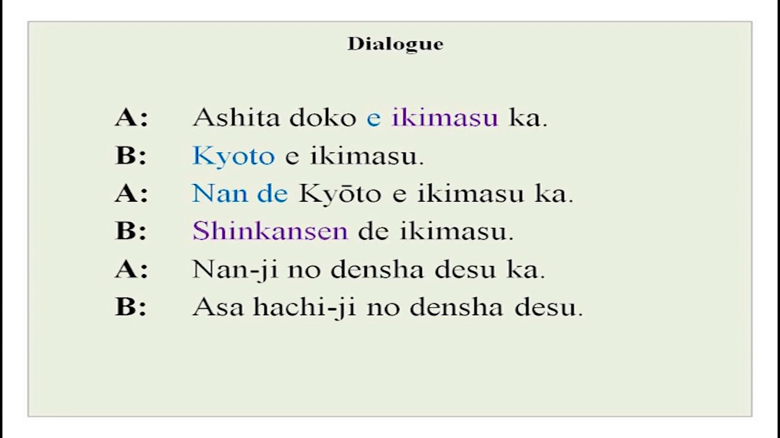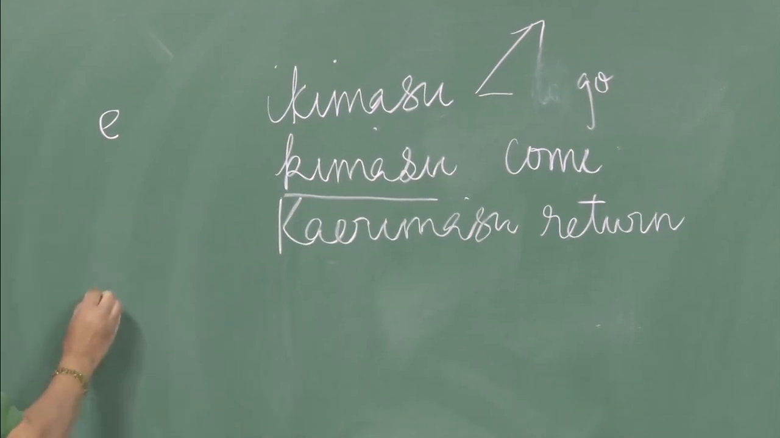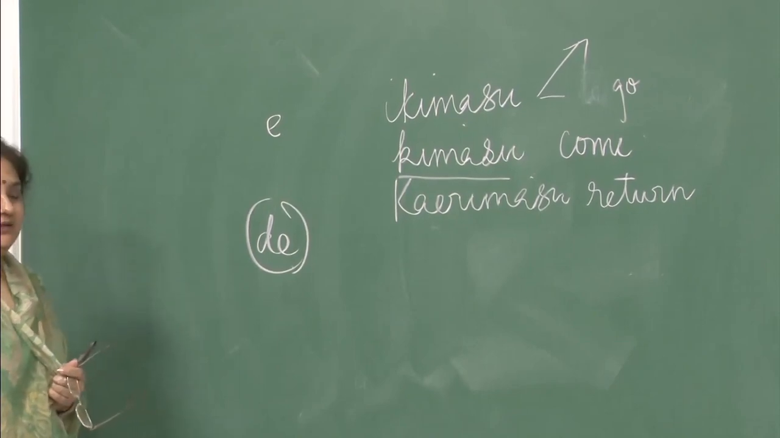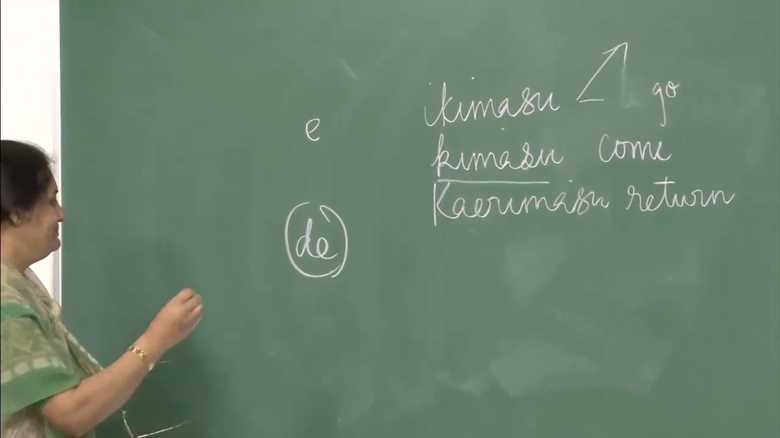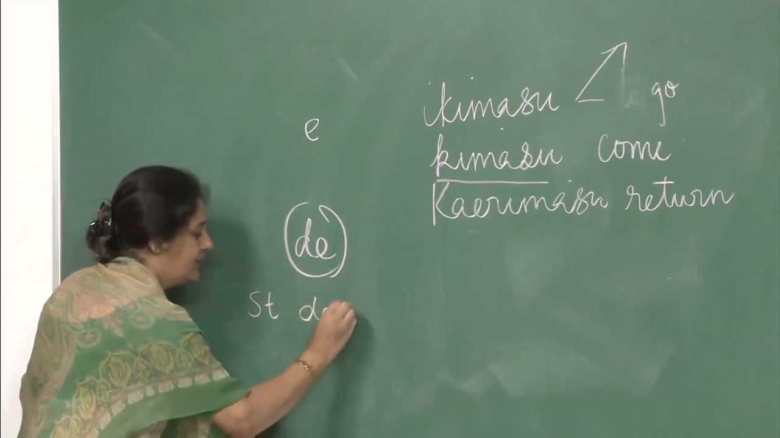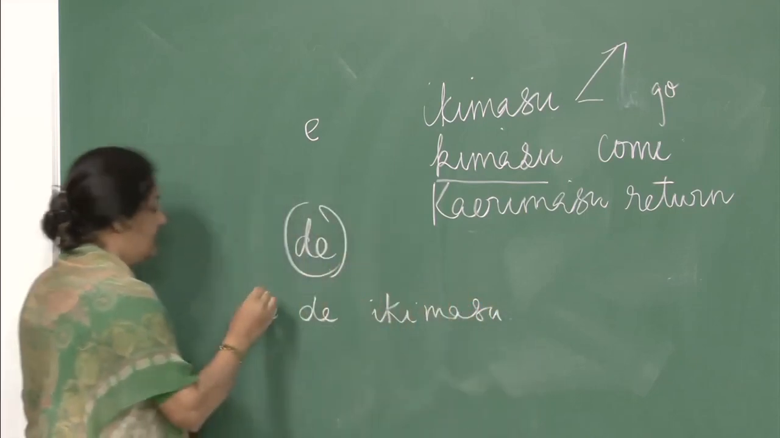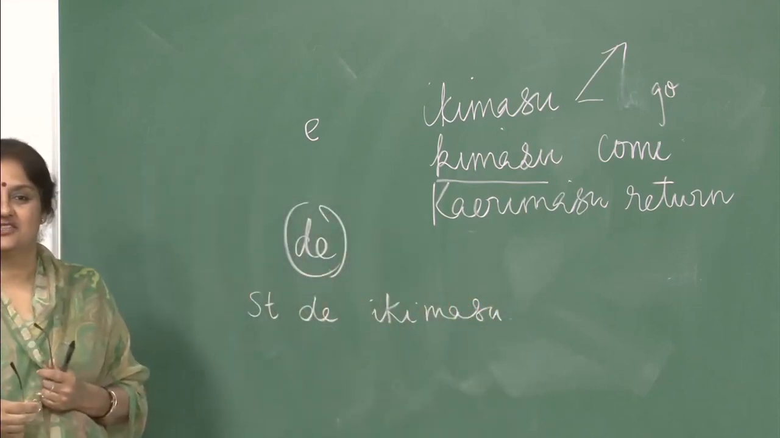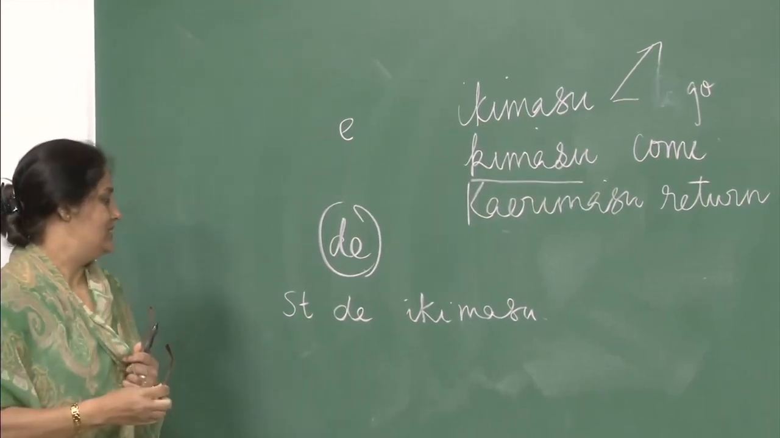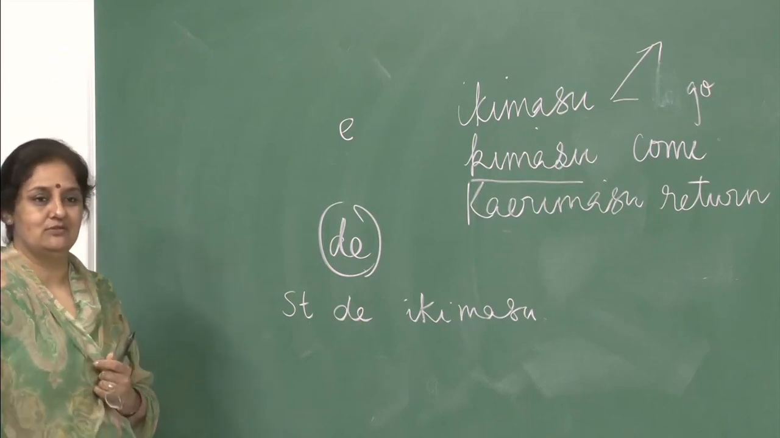Now, another new particle over here, which is de. Particle de. Now, de shows the mode of transport, how you will go from this place to that place, how movement is going to take place, how you will transport yourself from this place to that place.